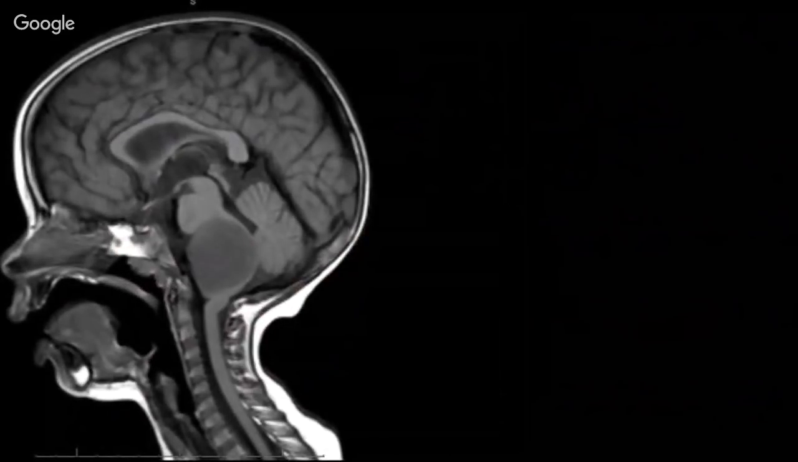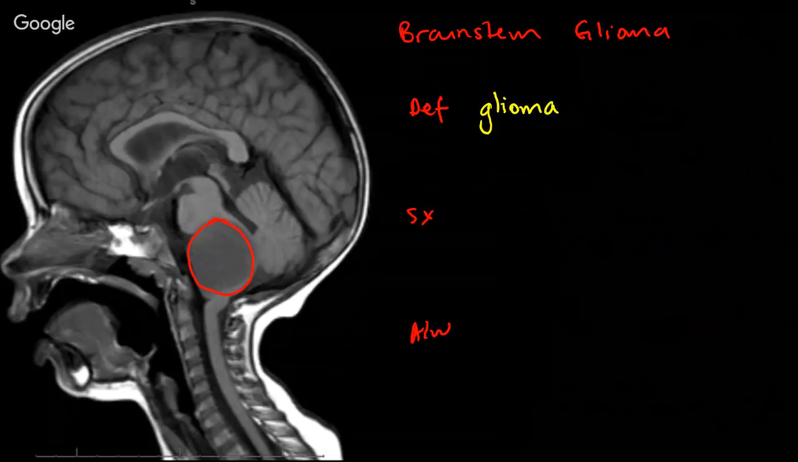All right. So just from looking at that, does anybody know what this is? Where is it located? It's in the brainstem. So this is a brainstem glioma. Again, we'll go through our list of definition, symptoms, and associated with. So definition: this is a glioma. So what are glial cells? Yes, exactly, supportive cells. So it's a tumor of the supportive cells.